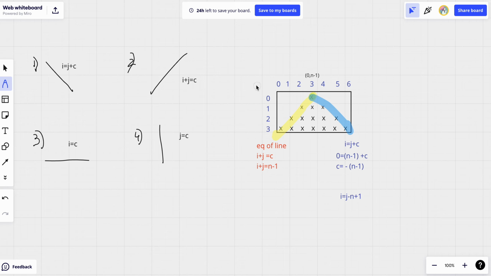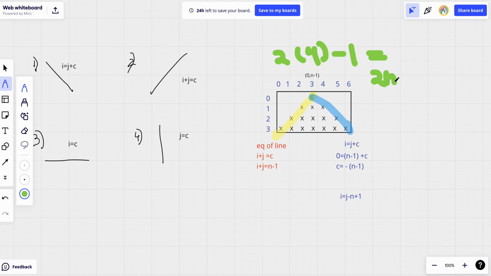Here there are 4 values, and here there are 7 values. So the indexing we are doing here is from 0 to n minus 1. For this it is 2n minus 1, because here we have 4. If we do 2 into 4 minus 1, we'll get 7. So the equation here is 2n minus 1. The loop of this is 2n minus 1, and the midpoint over here is 0 to n minus 1.